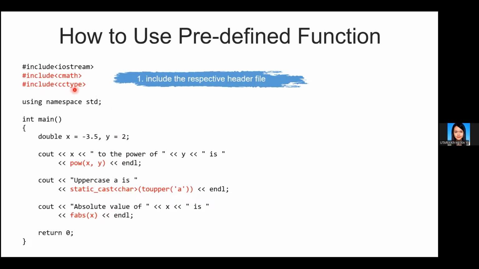Then the second header file here, cctype, has functions to categorize, classify, or transform individual characters. Later on, we will come back to this in more detail. After you're done including the respective header file, the next step is to just use the predefined functions directly. So remember these two steps: include the header file, and then use the predefined functions.